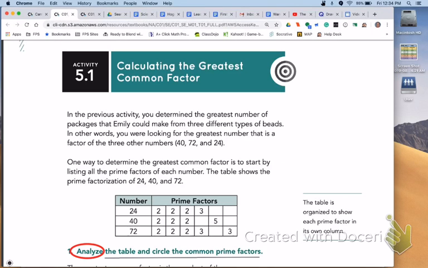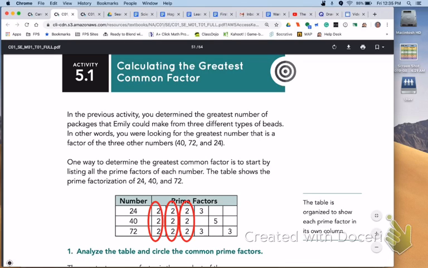Please turn to page 53, activity 5.1, calculating the greatest common factor. In the previous activity, you determined the greatest number of packages that Emily could make from 3 different types of breads. In other words, you were looking for the greatest number that is a factor of the 3 other numbers, 40, 72, and 24. One way to determine the greatest common factor is to start by listing all the prime factors of each number. The table shows the prime factorization of 24, 40, and 72. Please answer number 1 with your group.